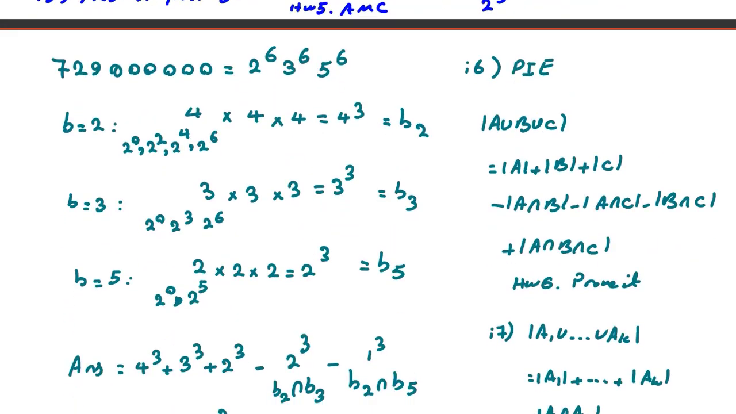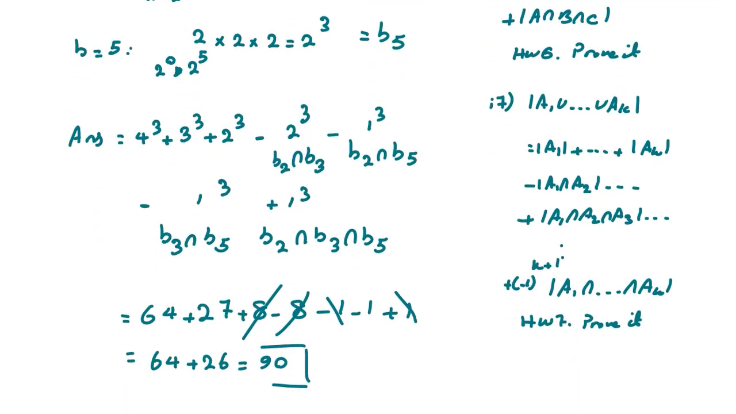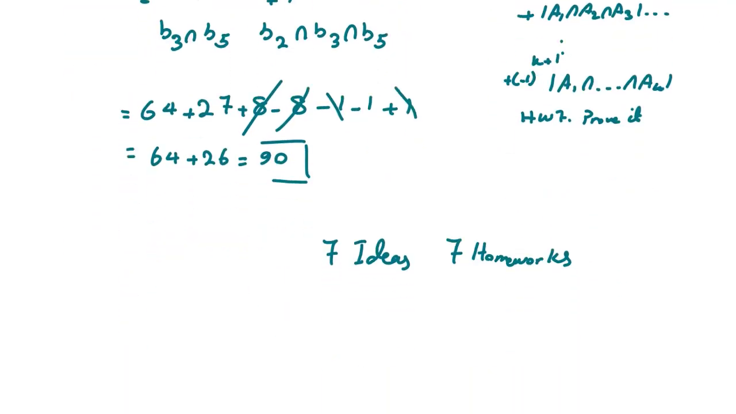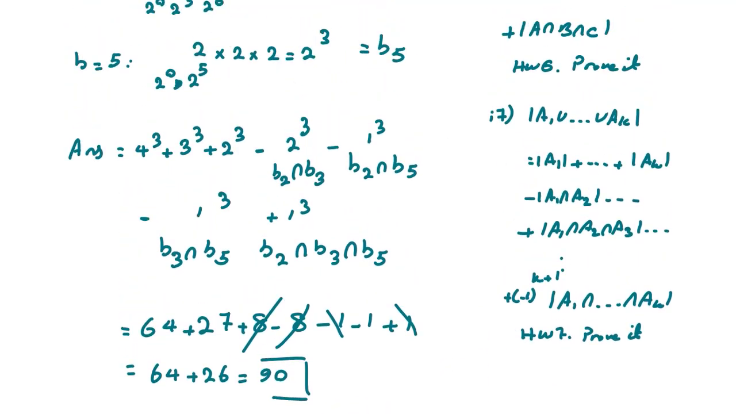Idea 6, PIE, the principle of inclusion and exclusion, for the case when we have 3 subsets. Idea 7, when we have k subsets, the general form of PIE. And okay, let's try the problems.